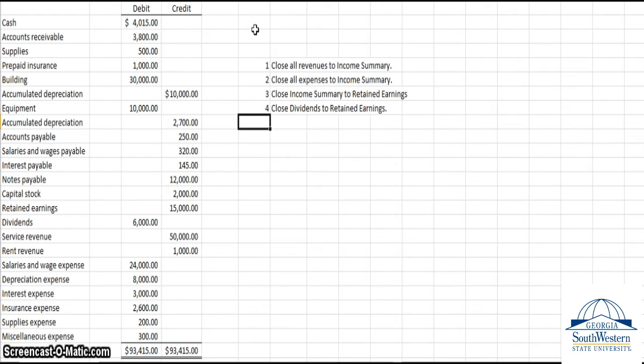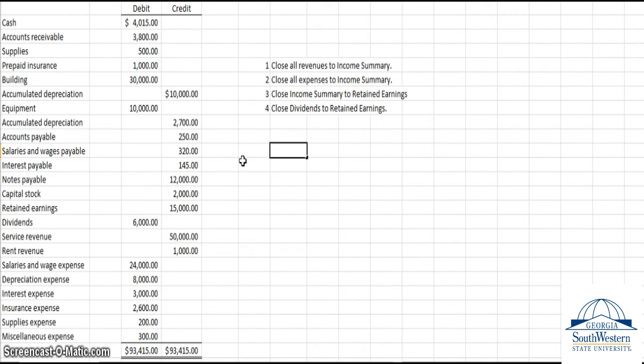All right, let's walk through the actual entries for these numbers that you see over here. Okay, and I'll try to do some of these. We can do them right alongside for as long as I can have space for that. So first thing we needed to do is close all revenues to income summary. So let's look over here and find revenues. Well, I see service revenue and rent revenue. Those are the only two we see. So they are revenues, so they hold a credit balance. I want to make them zero, so I need to debit both of them.